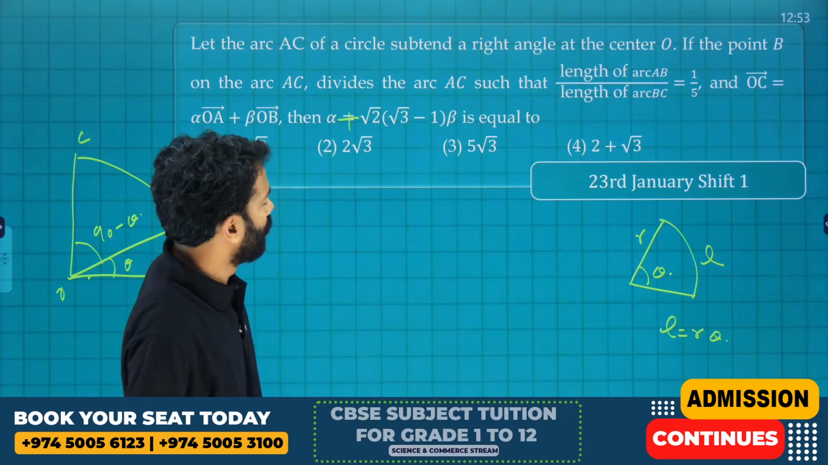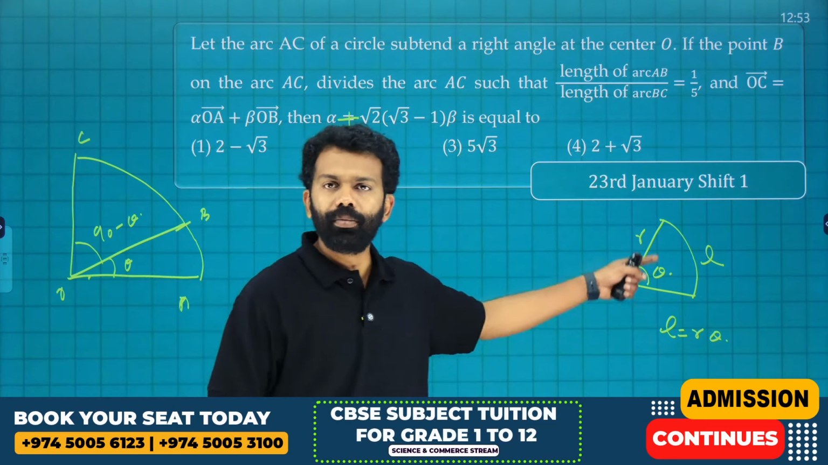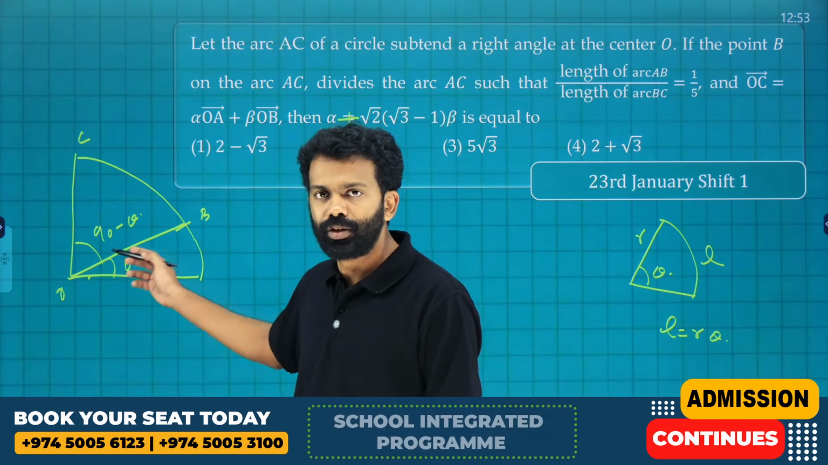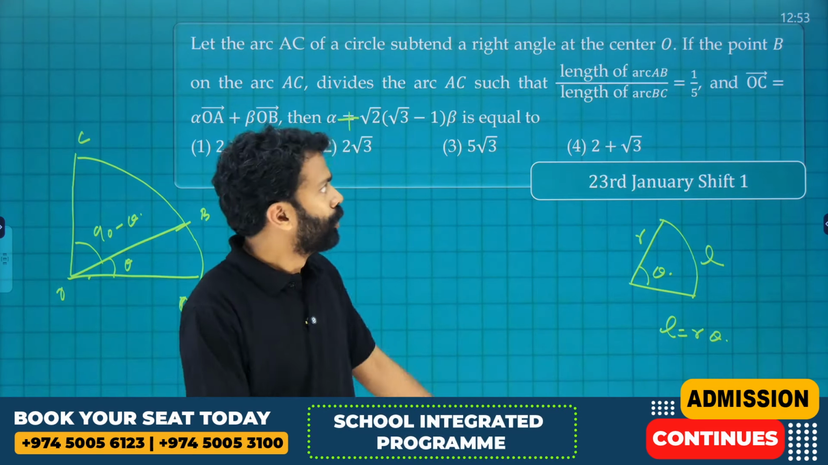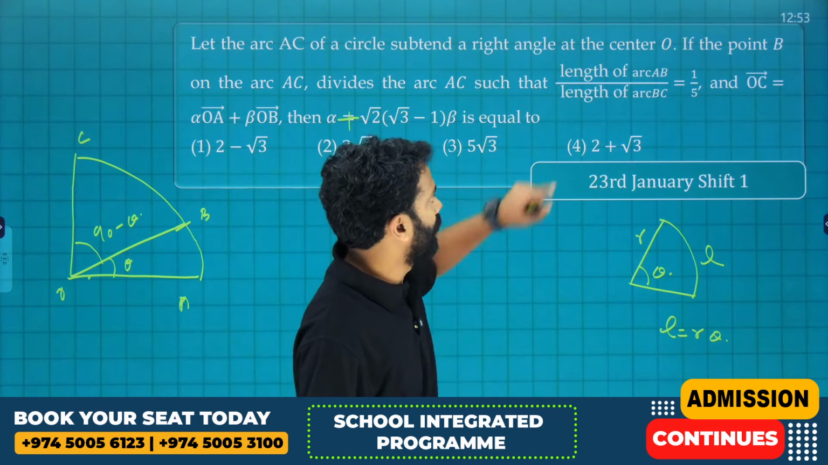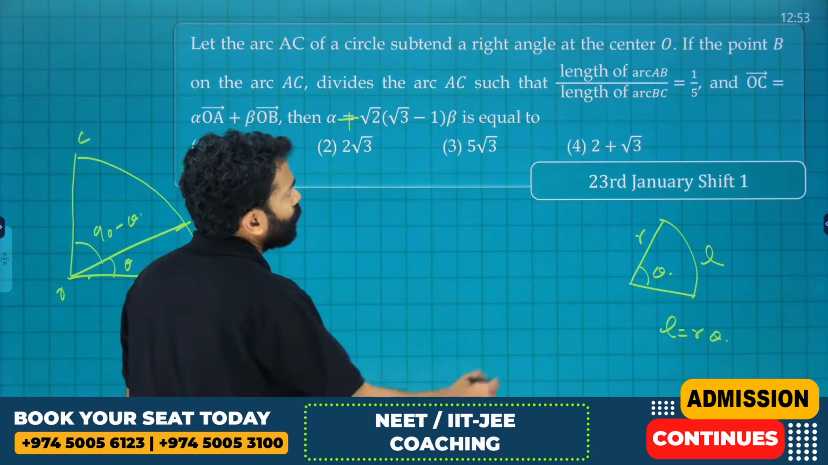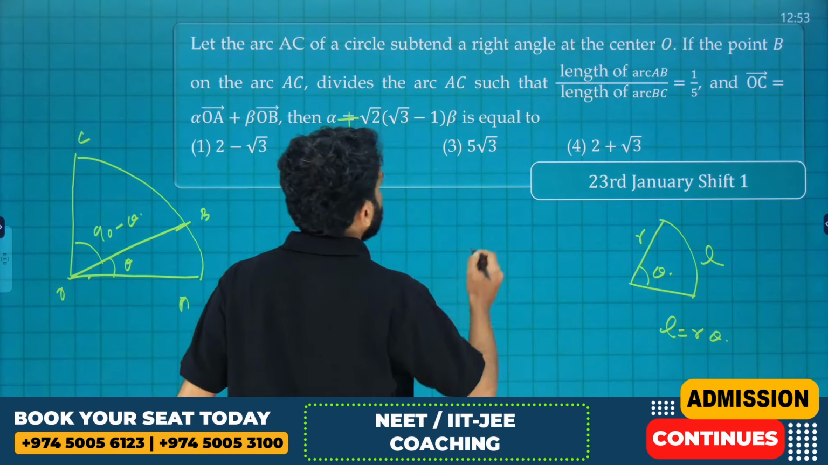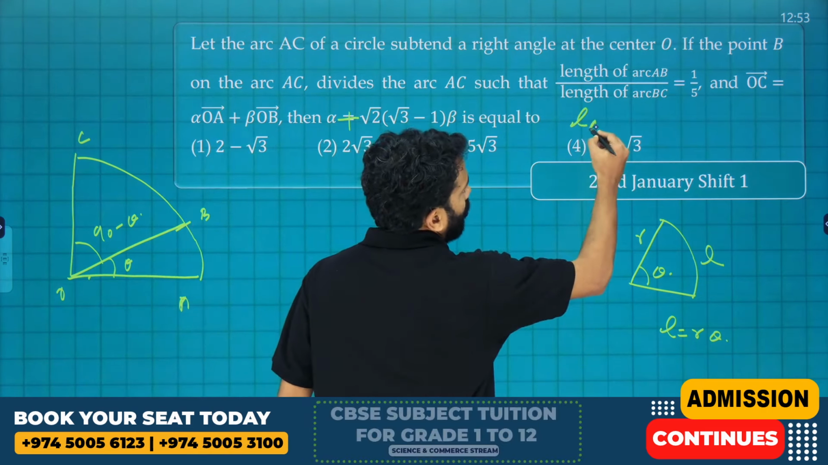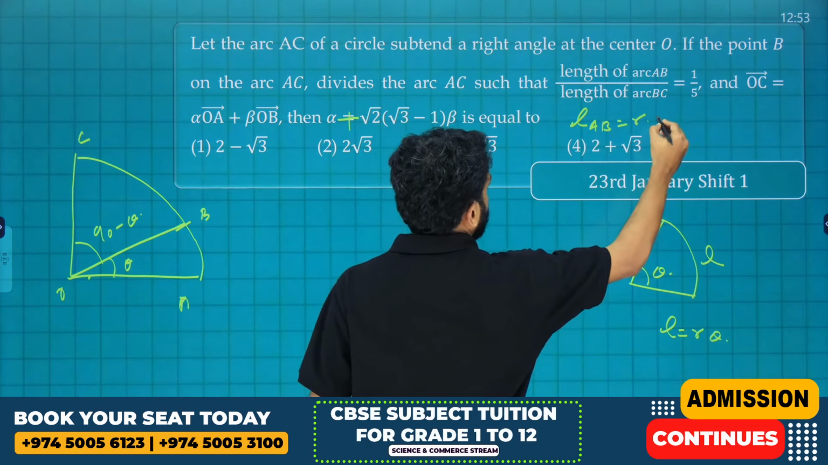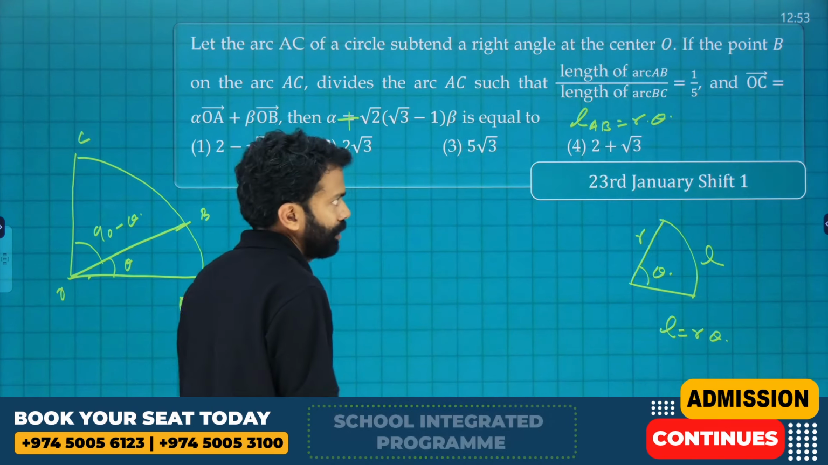In this case, the radii will be the same, that is, these arcs are part of the same circle. So I am applying the relation directly over here. What is the length of arc AB? Length of arc AB is equal to the radius of the circle times the angle subtended by the arc at the center. That is R theta.